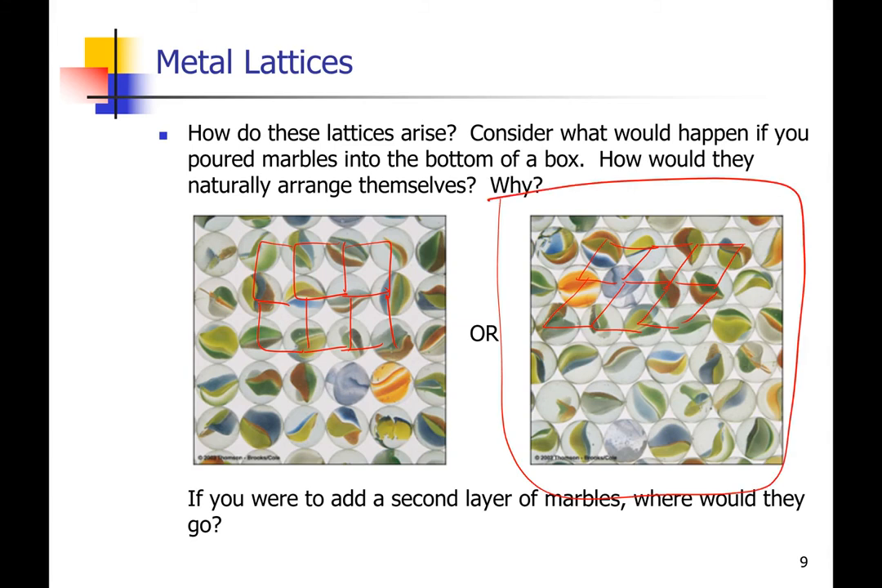The majority of the time, the marbles will arrange themselves to have the least amount of empty space because gravity is pulling everything down. And similarly, in a metal lattice, most of the time, the atoms will tend to arrange themselves to have the least amount of empty space. Not always. There are a few exceptions, as we'll see later. But it's very common to see what we call a closest packing type of arrangement, where the atoms are as tightly packed as possible.